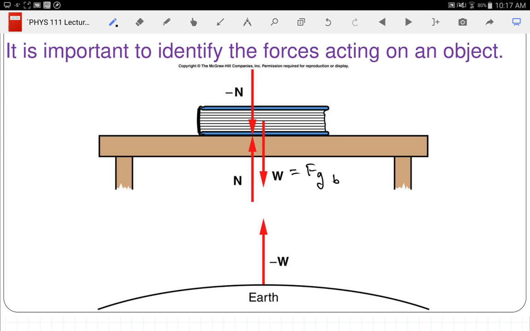So, how did I identify which forces were the action-reaction pairs? The ones that were directly related to each other. I often write things like force of Earth on book for this one here, and force of book on Earth for this one here. Then it becomes clear because those subscripts are just flipped over, so they are the reaction pairs.